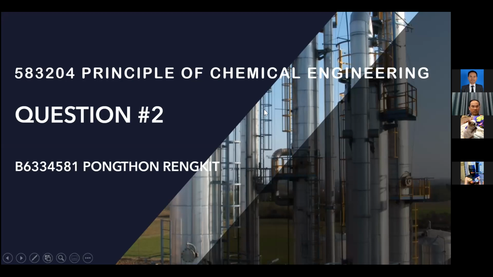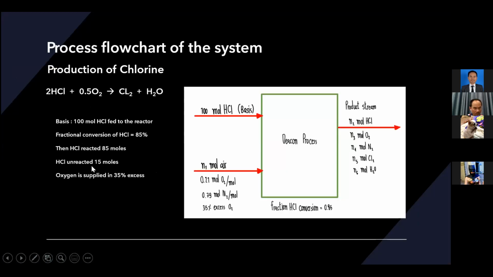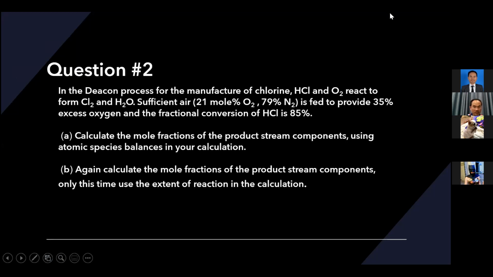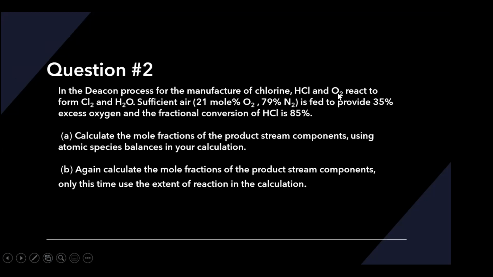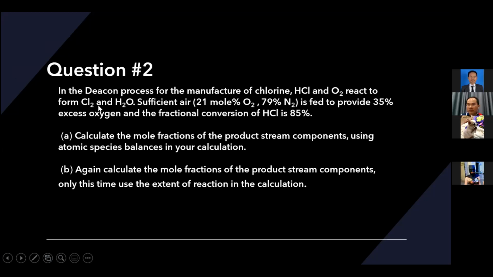For question number 2. In the Deacon process for the manufacture of chlorine, hydrochloric acid and oxygen react to form chlorine and water. Air, which is 21 mole% oxygen and 79% nitrogen, is fed to provide 35% excess oxygen, and the fractional conversion of HCl is equal to 85%.